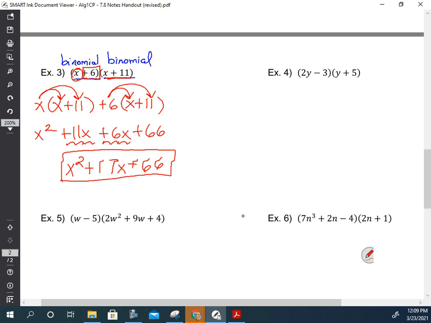All right, then example 4. We're going to do this problem using Punnett squares. When we set up the Punnett square, if you've already started example 4 with distributive property, don't feel that you have to erase it. Take the first parentheses, either put it on the top or put it on the side. That's your choice. So I'm going to put 2y minus 3 on the top and y plus 5 on the side.